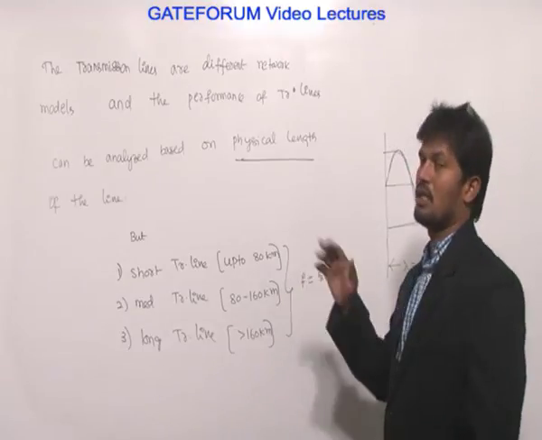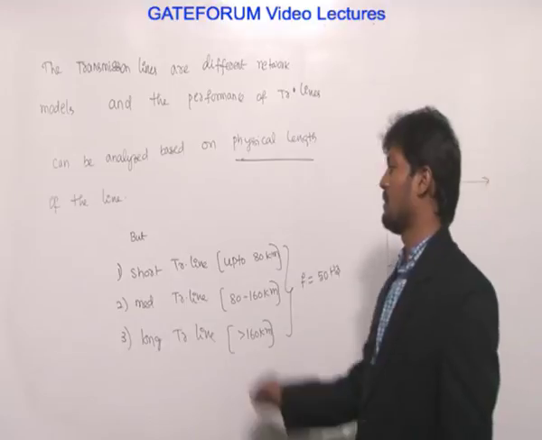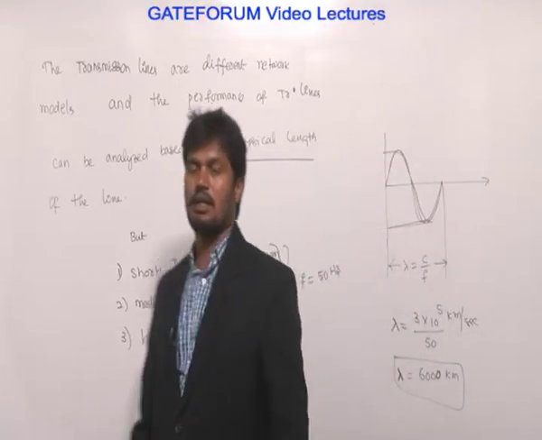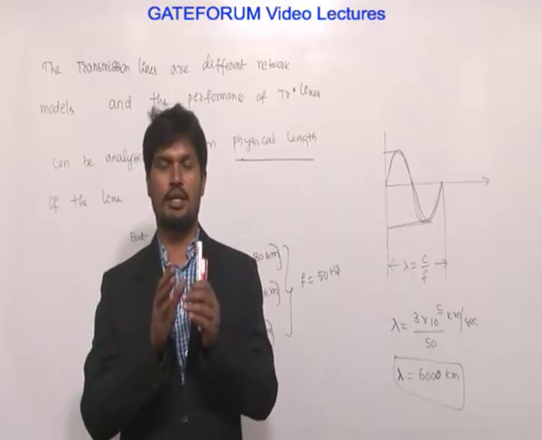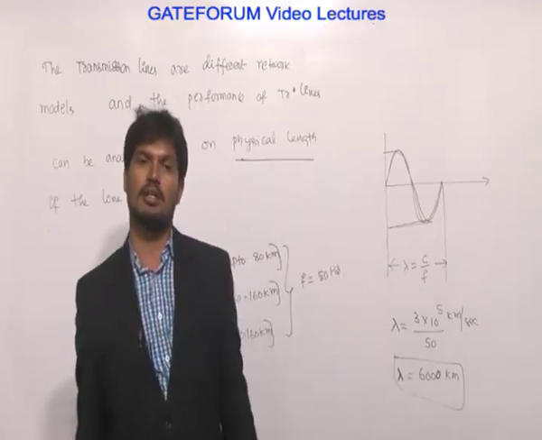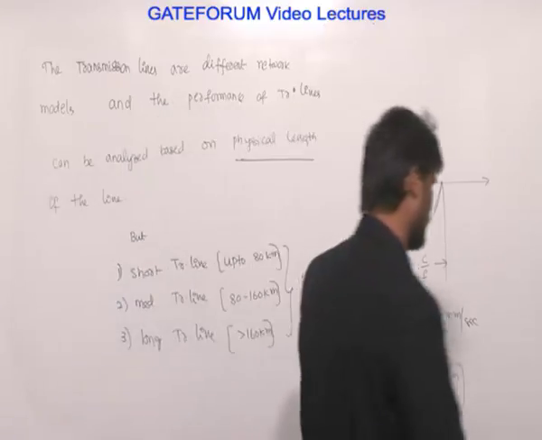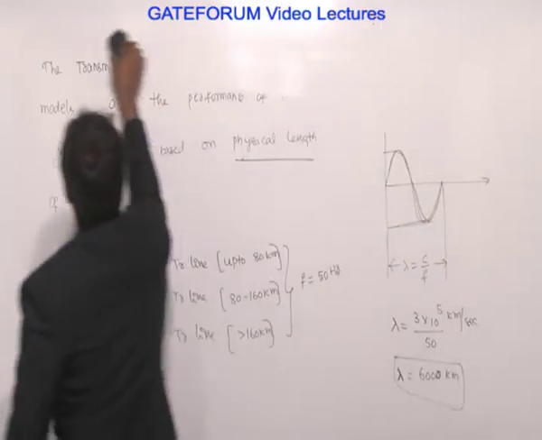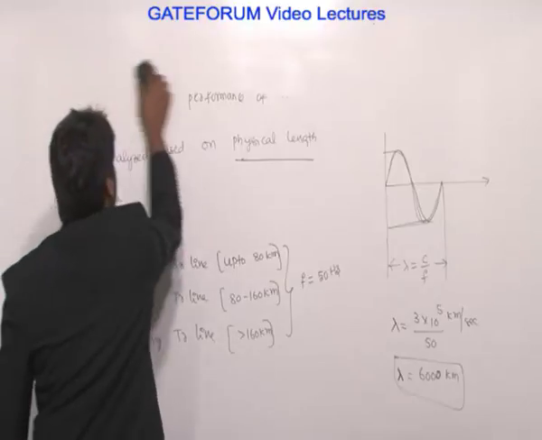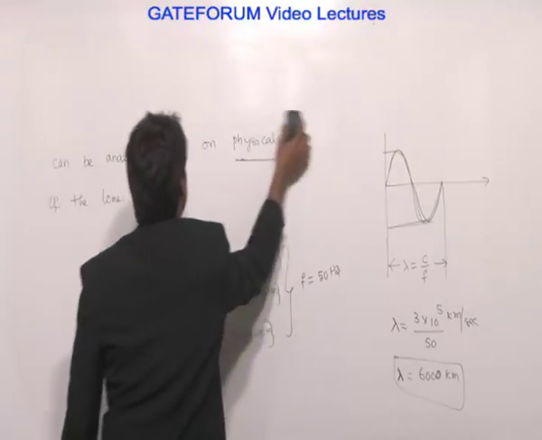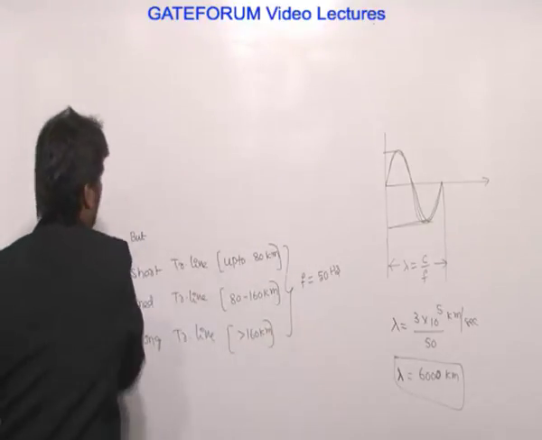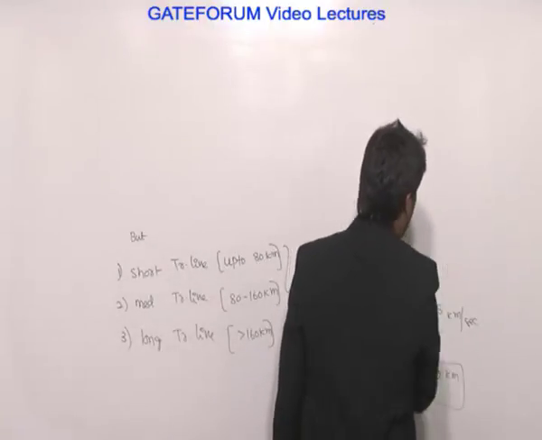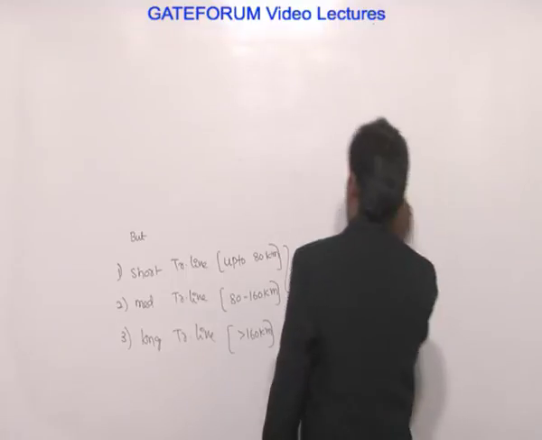Therefore, transmission lines are classified based on physical length: short line up to 80, medium line 80 to 160, and long line more than 160. Now, let us come to the discussion. Transmission lines are classified based on the physical length of the line rather than wavelength. Therefore, we are dividing transmission lines into three types: short line, medium line, and long line.